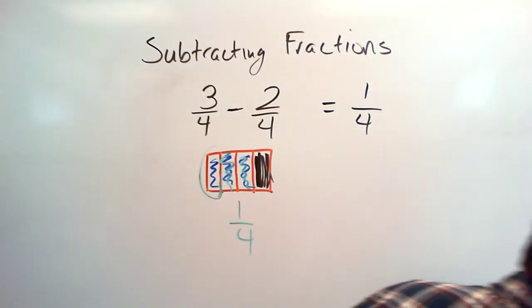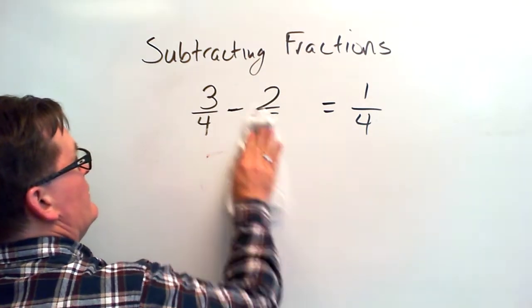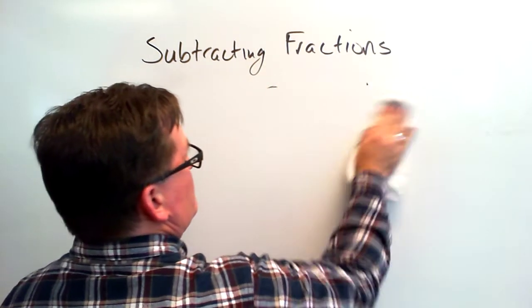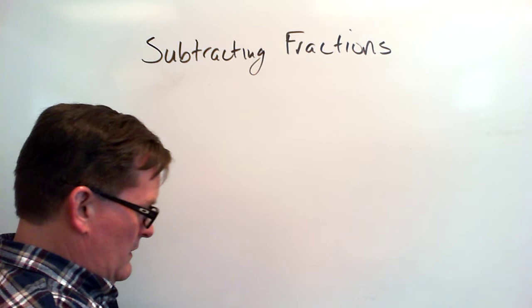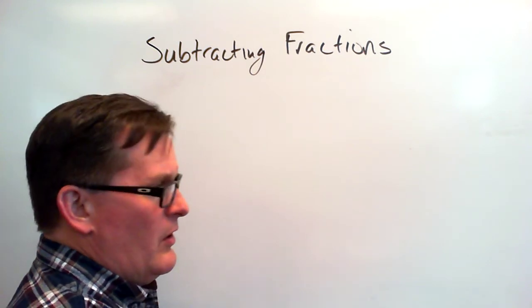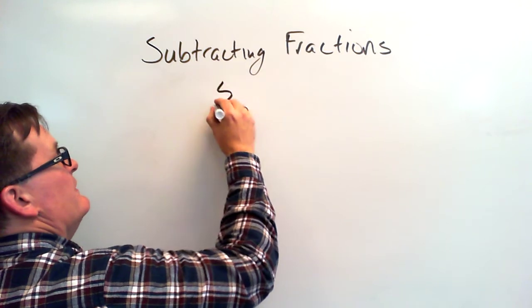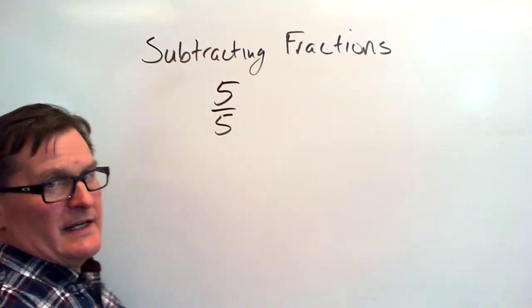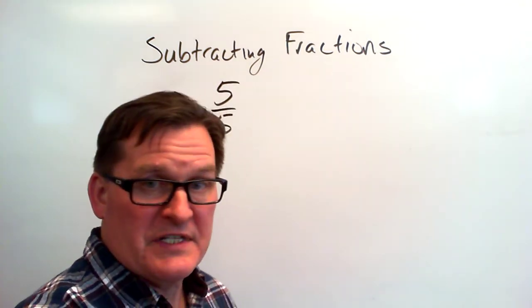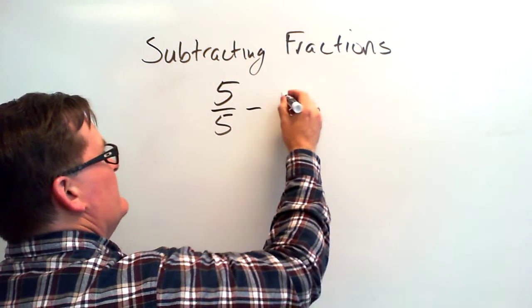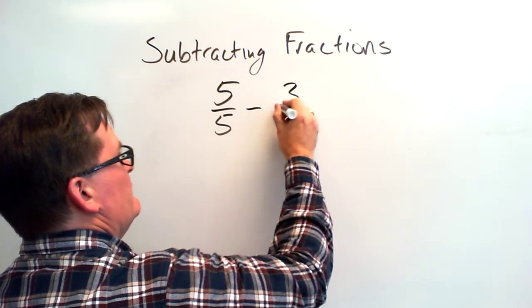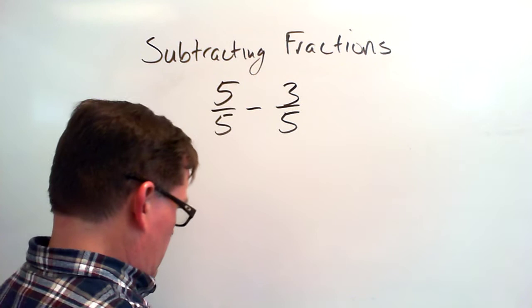Now let's look at another example, and you'll be ready to go. Let's do fifths this time. Let's just do a whole. Let's do 5/5, which we should recognize as a whole, represented in fractional form. 5/5 minus, let's just do 3/5. So let's make a model.